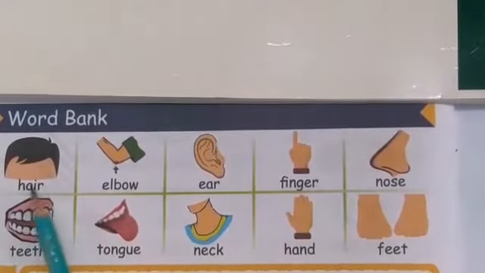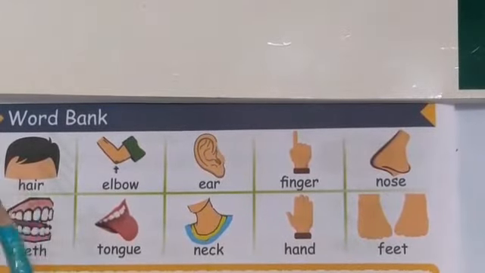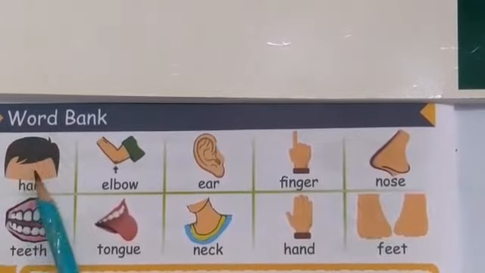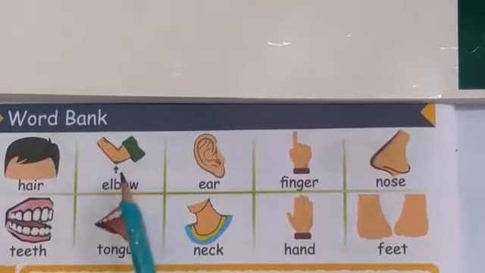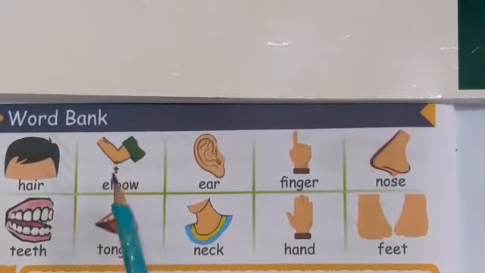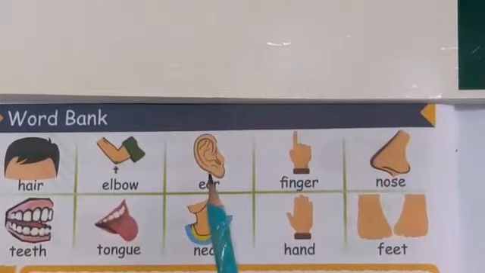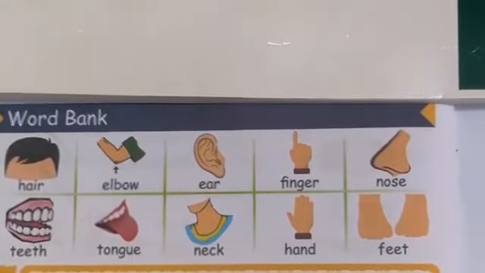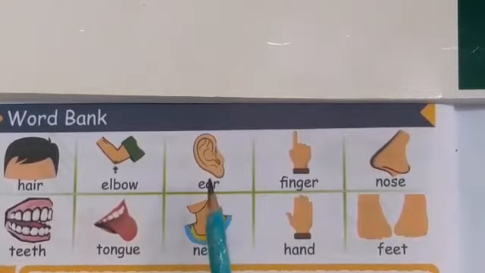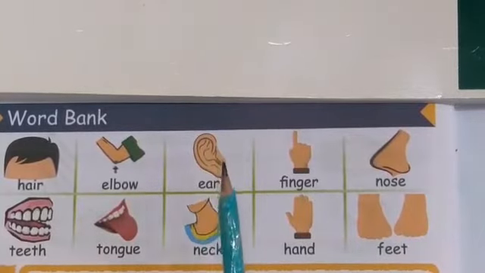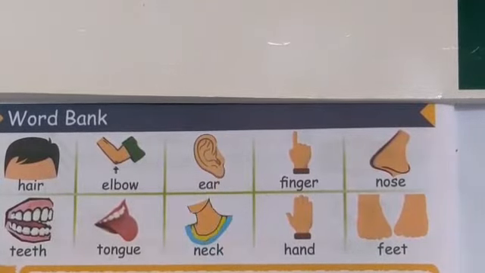First one is here. Next one is elbow. Touch your elbow and say, yes, elbow. Yes, now touch your ear and say ear. Now look at the next one, finger. Touch your finger and say finger.